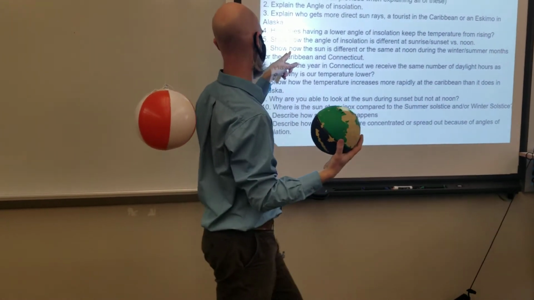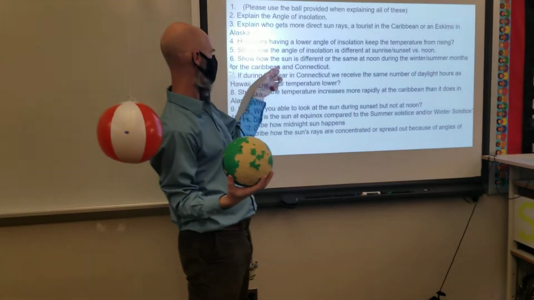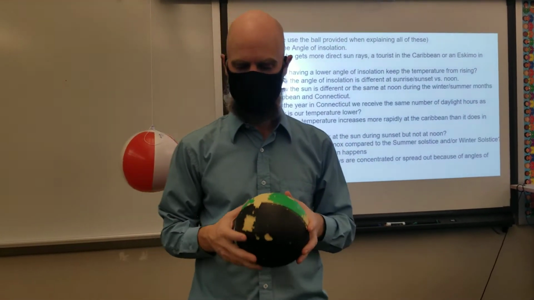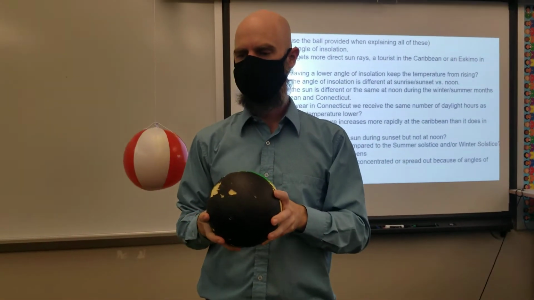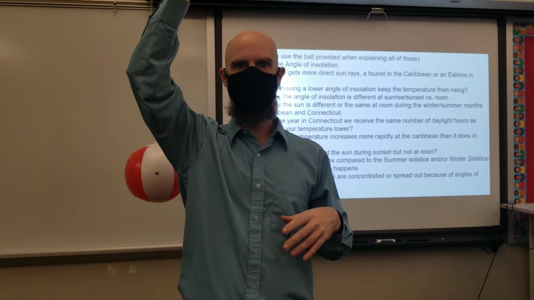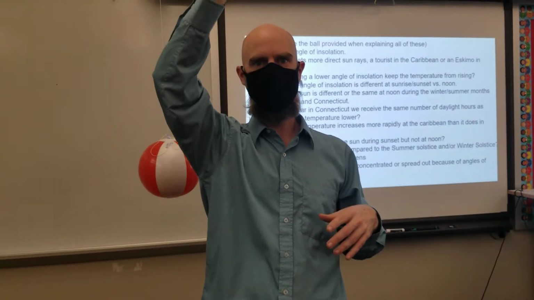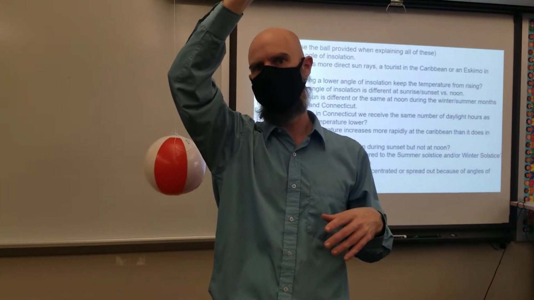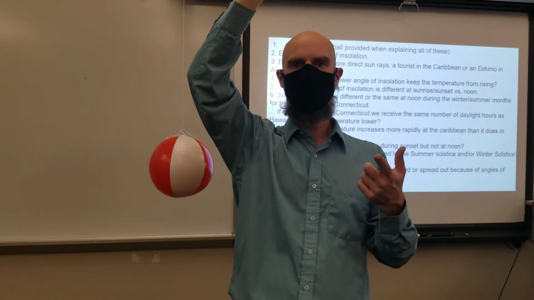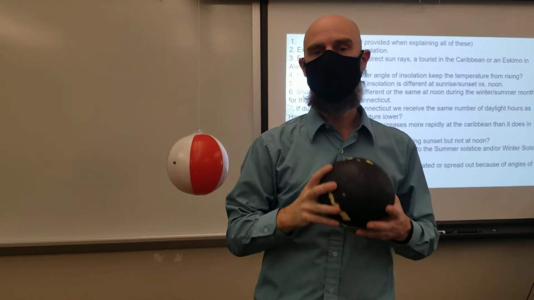Question 6. Show how the sun is different or the same at noon during the winter and summer months for the Caribbean and Connecticut. Here's the Caribbean for you. In the Caribbean, the sun is directly overhead and the seasons don't change. The sun at noon in July is pretty much in the same location as it is in the winter months. If you're in Jamaica or Puerto Rico, the sun at noon is in the same location pretty much every day of the year.